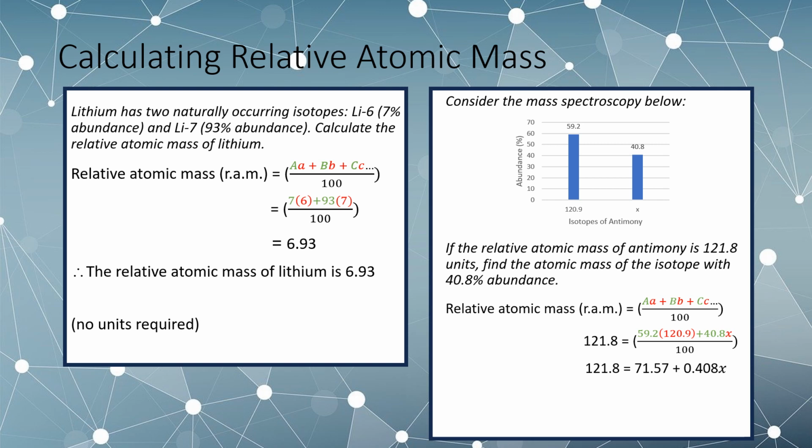And we can multiply out 59.2 times 120.9 and then divide that by 100. So we end up with 121.8 equals 71.57 plus 0.408x. Then we just take across the 71.57. Remember, we subtract it from the right-hand side. Whatever we do to the right, we must do to the left in solving algebra. So we get 50.23 equals 0.408x. Then we just divide both sides by 0.408, which leaves us with x is equal to 123.11 units for this question. Now, you'll note here that you can always chuck this back into your equation and check that it does come out to that 121.8 relative atomic mass.